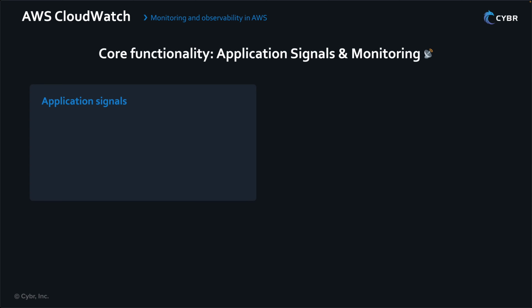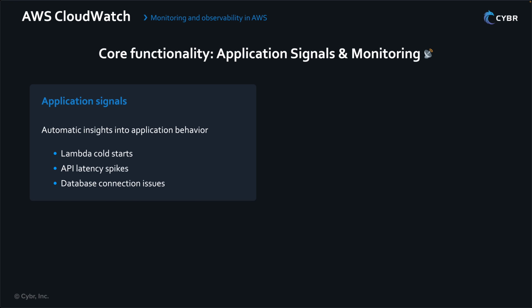Another core feature is called application signals, and these are going to be automatic insights into your application's behavior, including things like Lambda cold starts, API latency spikes, or even database connection issues. So you can think of it as AWS watching your metrics and your logs and being able to say, hey, something weird is going on here. You should check this out.